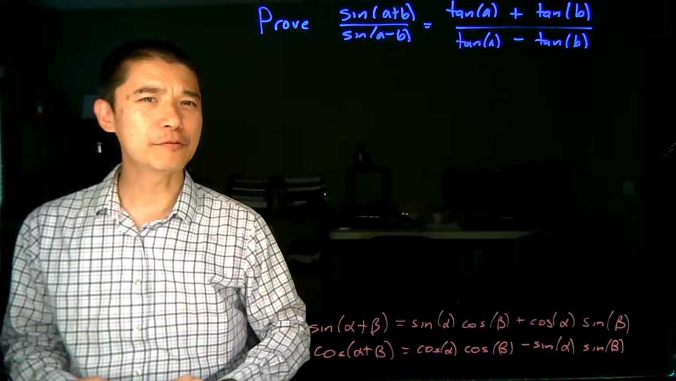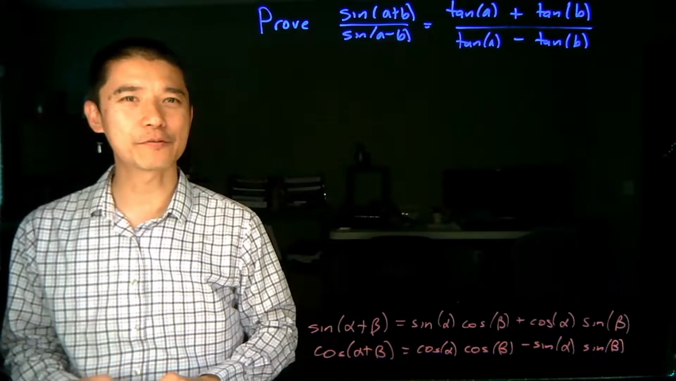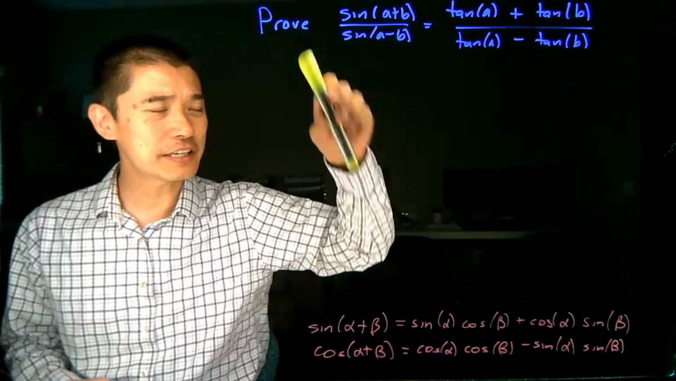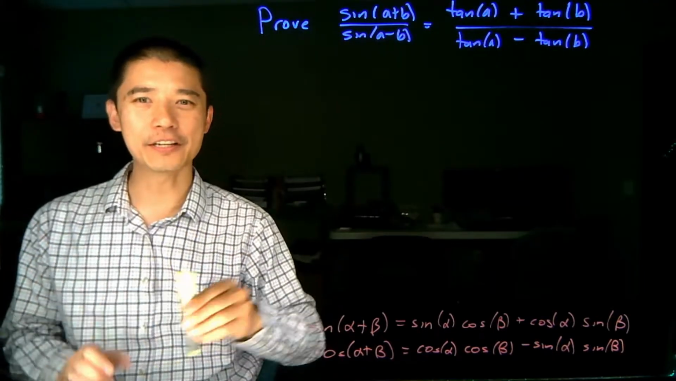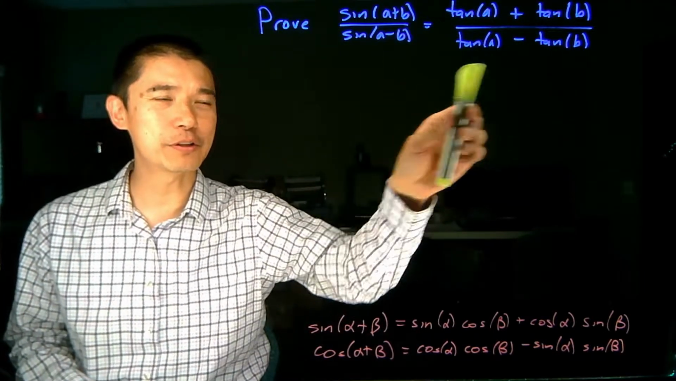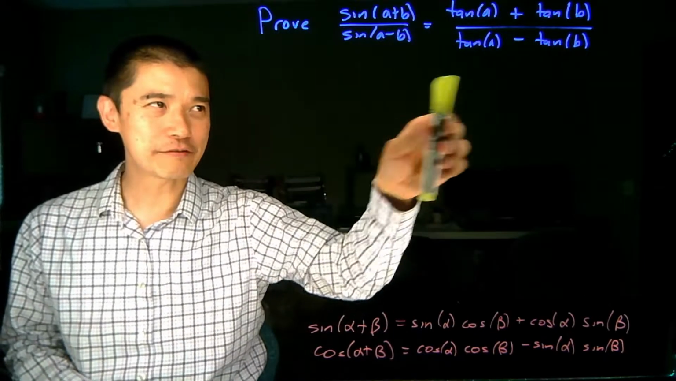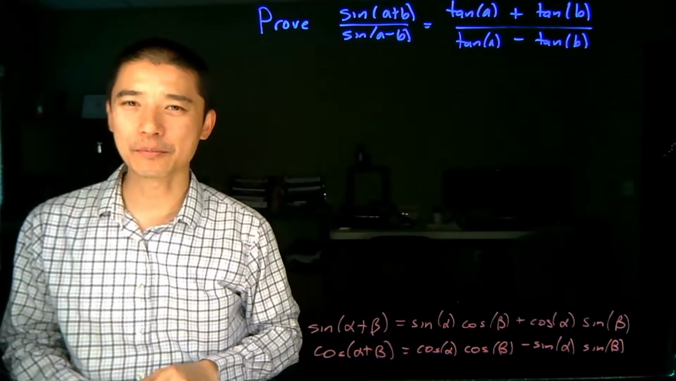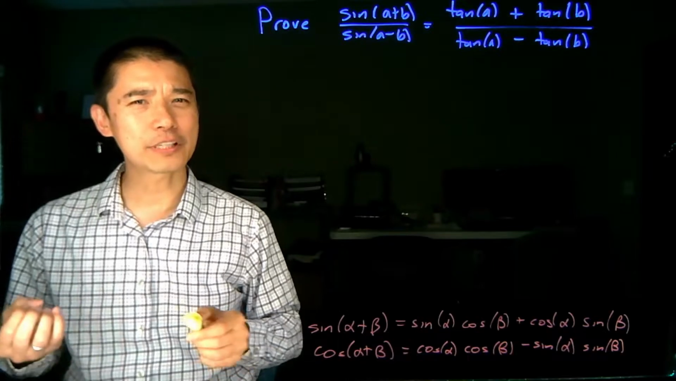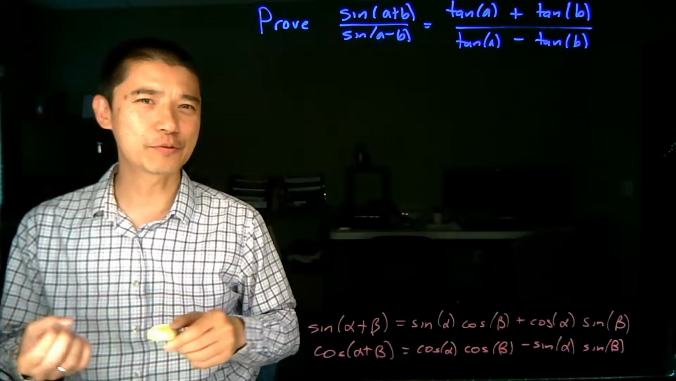Here's an example of proving an identity using the sum and difference formulas. Now here is the identity, and you might recall that when we prove identities, you start from one side and you work your way to the other. Now whether you work left to right or right to left will depend on the problem. And typically we try to look for the side that is more complicated and move towards simpler.